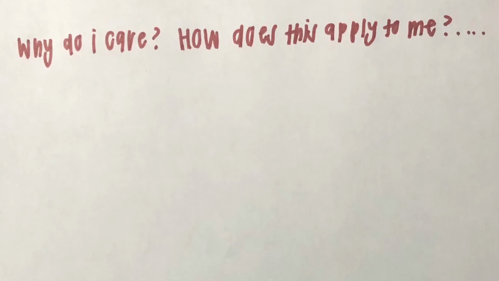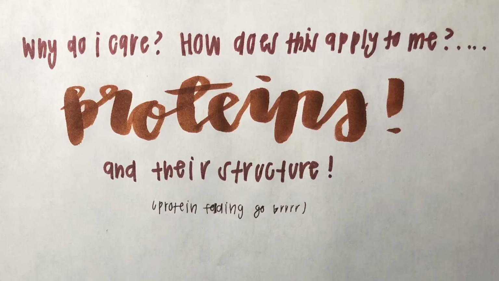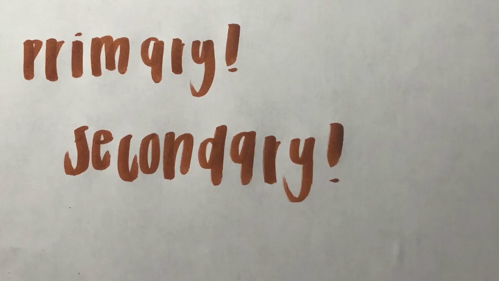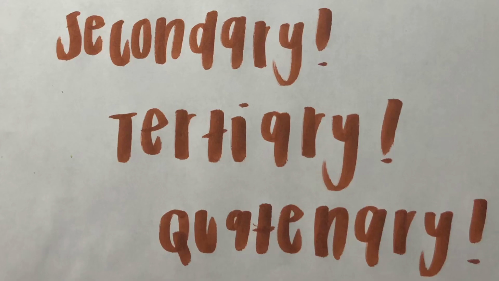Now, I know what you're thinking. This is cool and amazing, Sam, but why do I care, and how does this even apply to me? Well, proteins are an extremely important part of our lives, and their structures are mostly based on intermolecular forces. We have 4 kinds of structures for proteins: primary structures, secondary structures, tertiary structures, and quaternary structures.